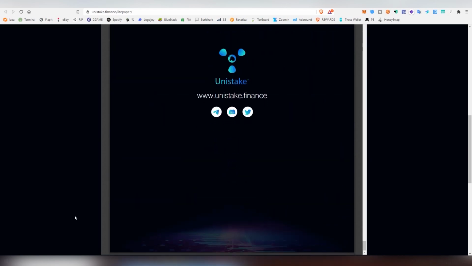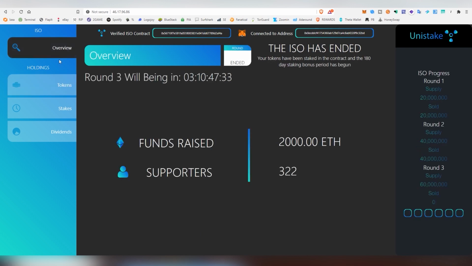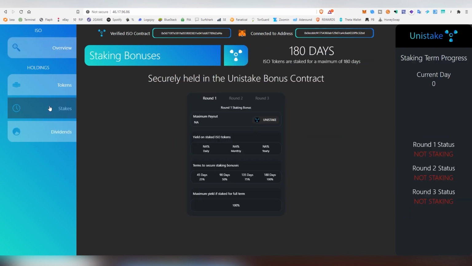And if you want to read it, you can read it yourself. And just quickly, this is the actual interface where everything happens. So this is where the sales happen. This is round two, round three. And you can log in with your MetaMask here. And there's also the funds that have been raised so far. How many supporters? 322 people have already entered. And there's a dividends tab and restakes, stakes. All of that is on here. But that's pretty much my rundown of the project.